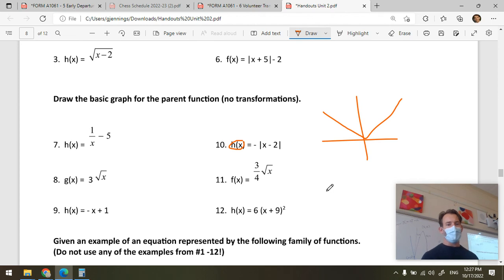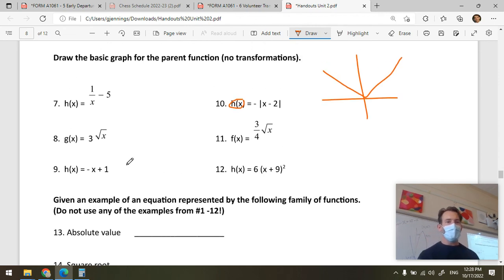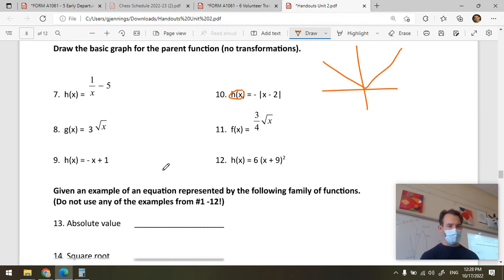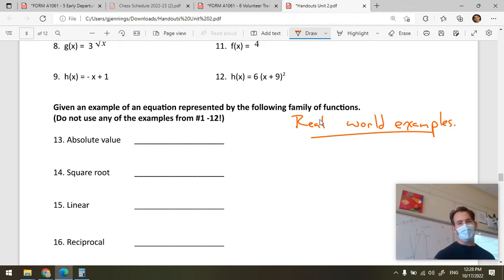There's a square root, draw that one. There's a parabola, draw that one. With these ones, give an example of these equations. Here are different examples of equations of transformed functions that would be inside those families. Give a new example of an equation, and then give me also, I want you to do this for your own learning, some real world examples. Find me some real world examples there.